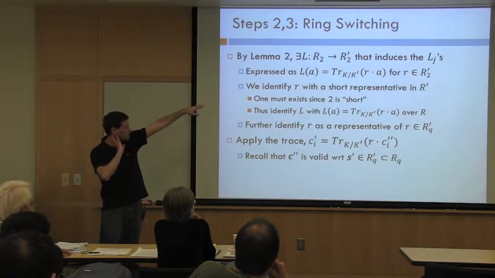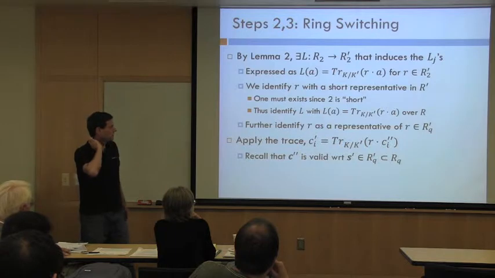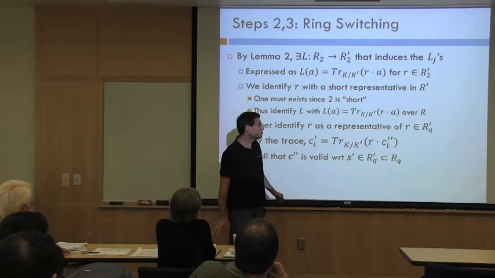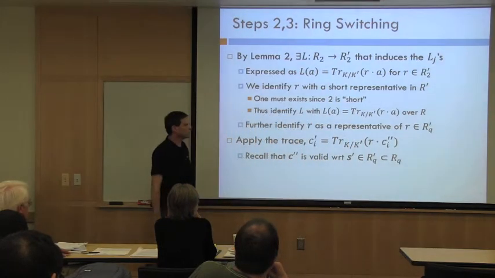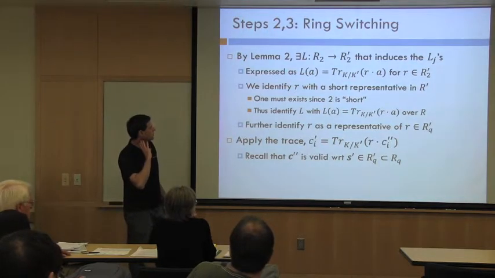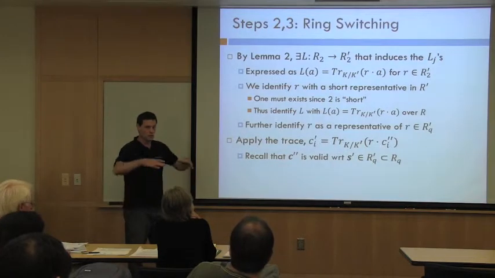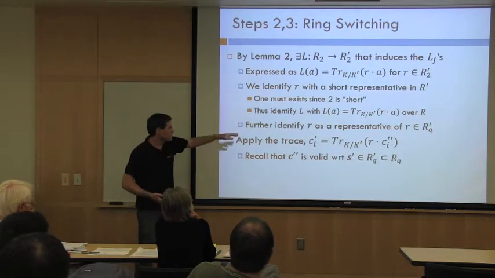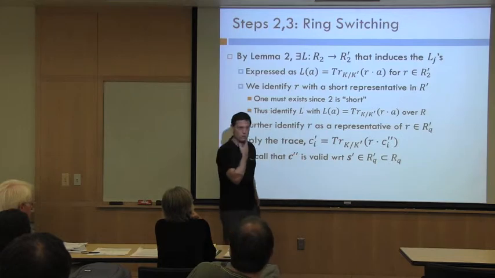By lemma 2, there exists an R_2 linear function, and we can express it as multiplying by R and then taking the trace. And this is almost what we need, except R is a mod 2 element, and we need a mod q element because we're applying things to the ciphertext, not the plaintext. So we identify R with a short representative in the overall ring, not mod t. And that short representative must exist. I mean, this is the ring mod 2. 2 is a small element. The lattice is dense. We can always find a short representative.